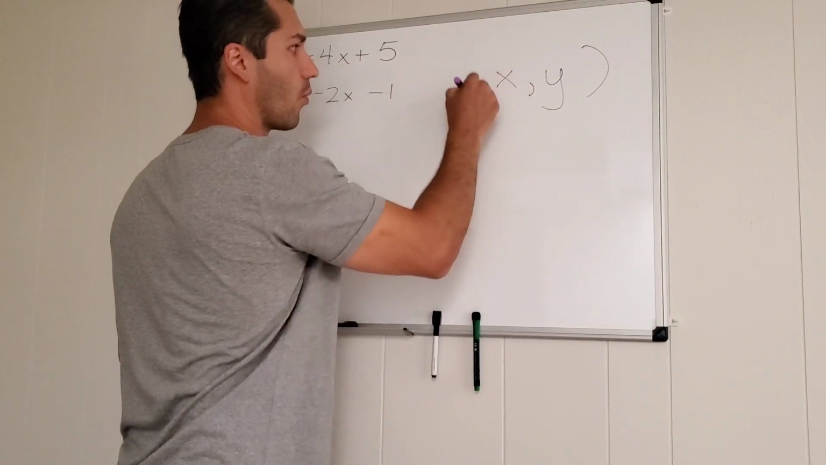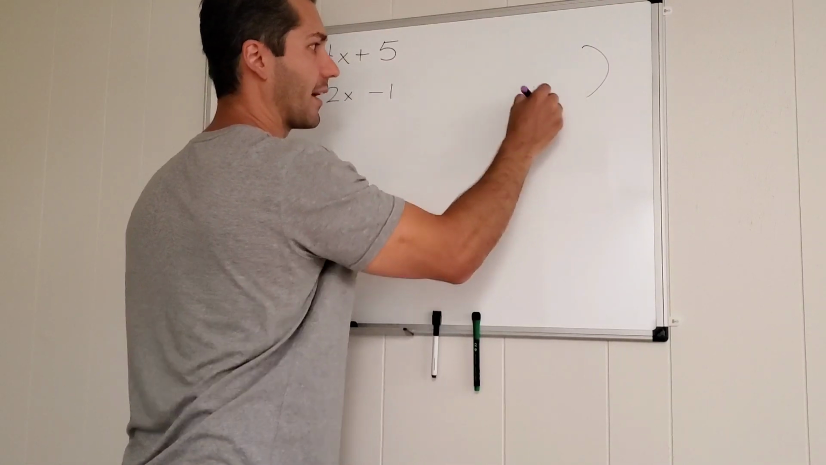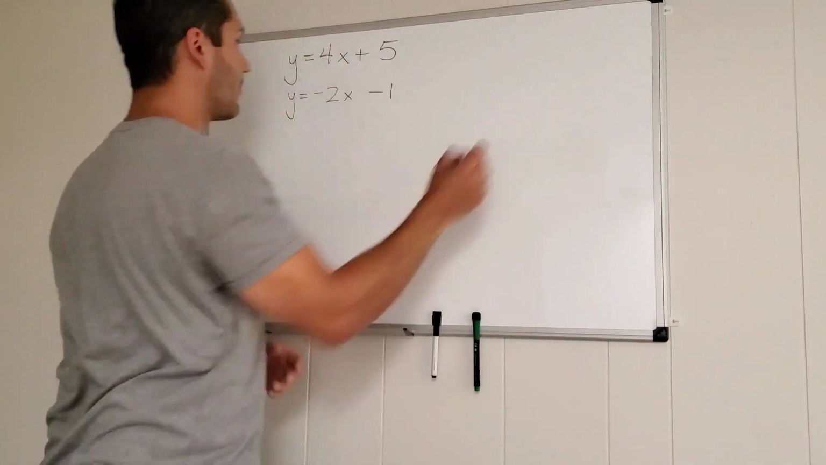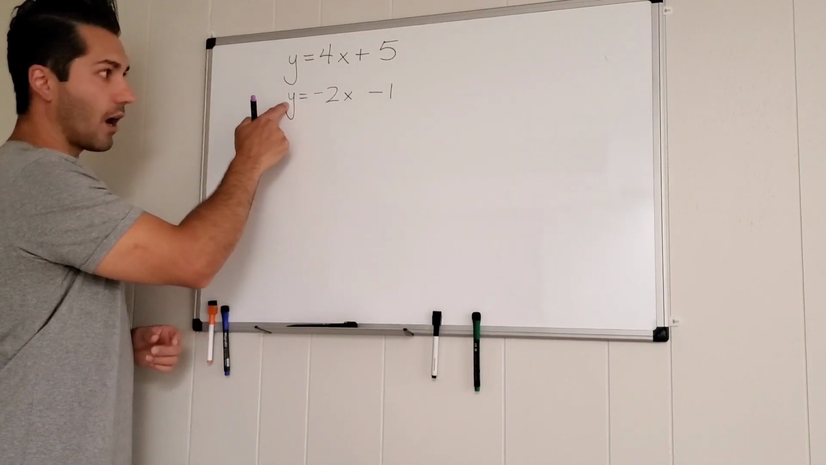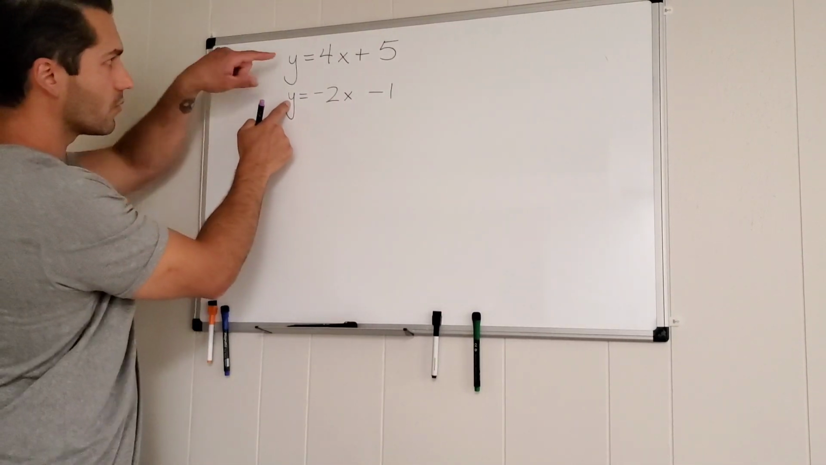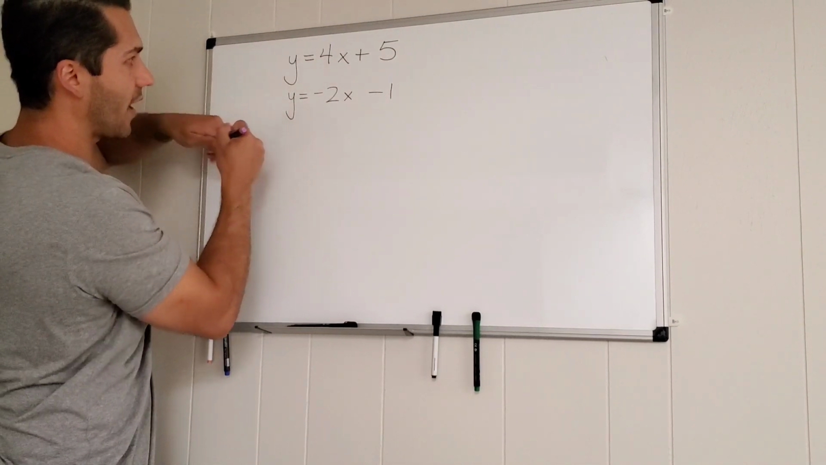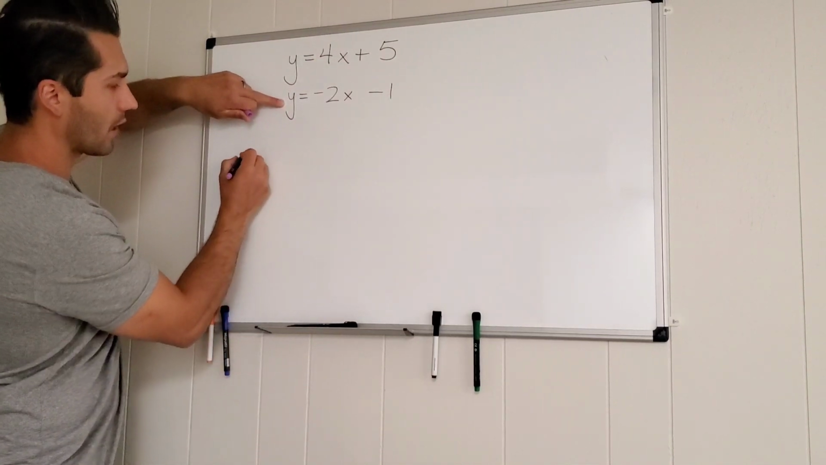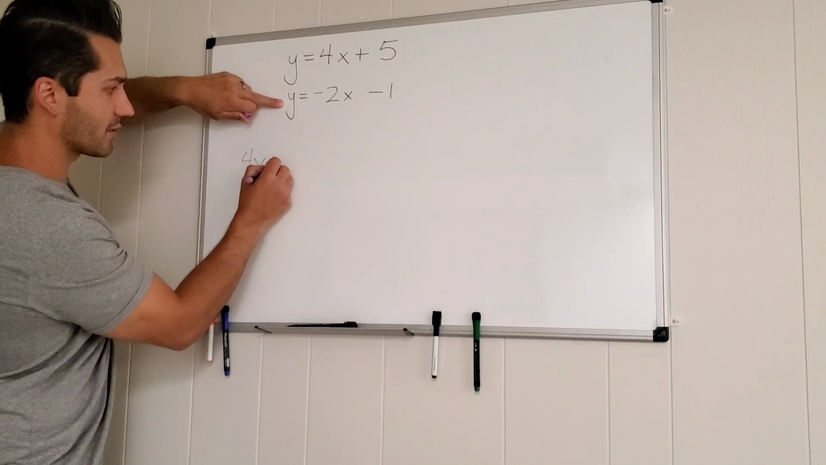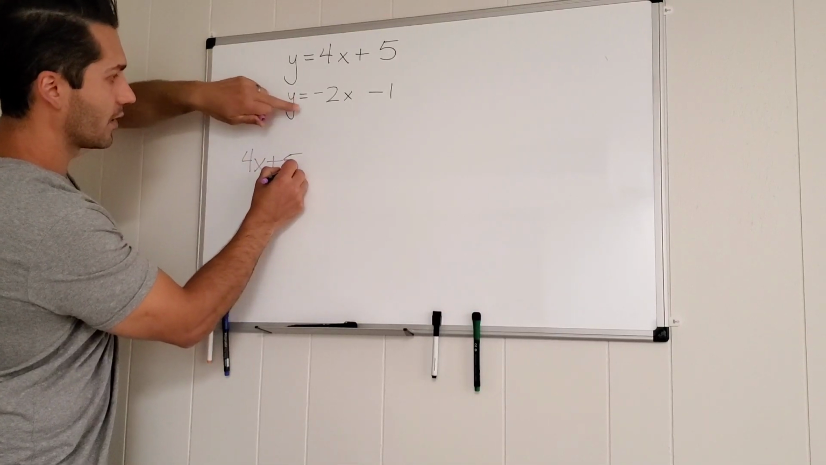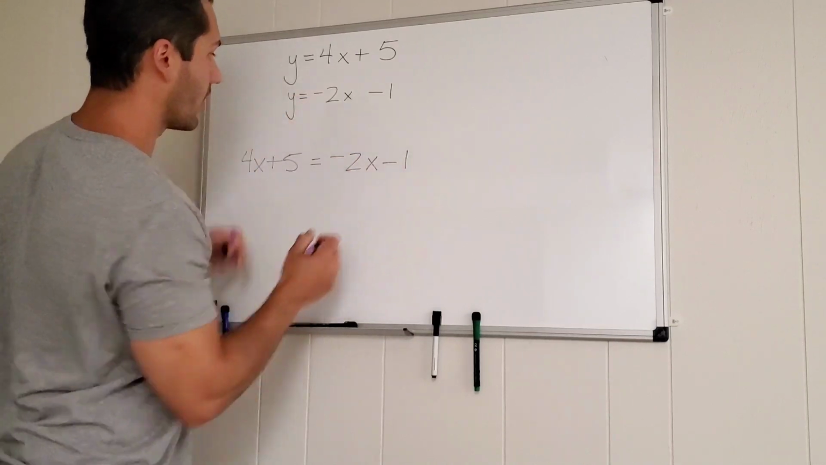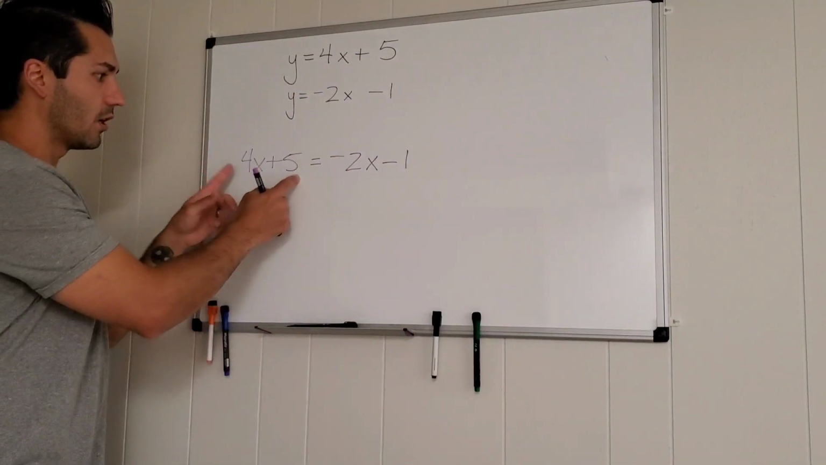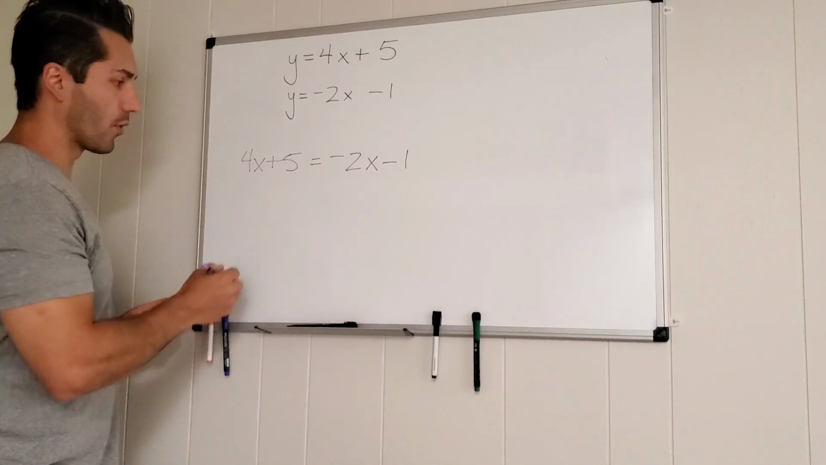So since I know y equals 4x plus 5, I'm literally going to take this one, and instead of y, I'm going to write what y equals. What does y equal? Y equals 4x plus 5. So instead of y, I'm going to put 4x plus 5 equals negative 2x minus 1. And once again, all you did was replace the y with 4x plus 5.